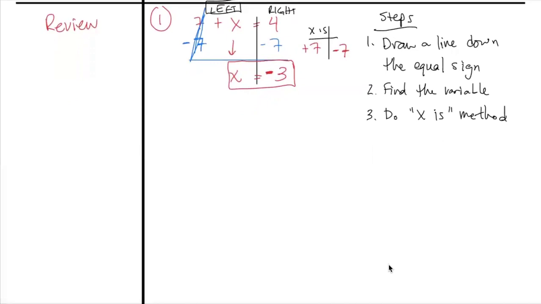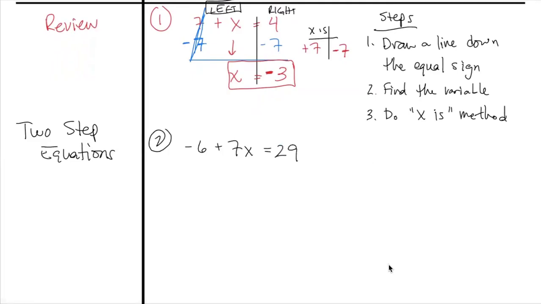Today we're going to look at two-step equations. The one step is called a one step because it only takes one step to solve. These ones are called two steps because they take 2 steps to solve. So here we go, number 2. Let's do negative 6 plus 7x equals 29.